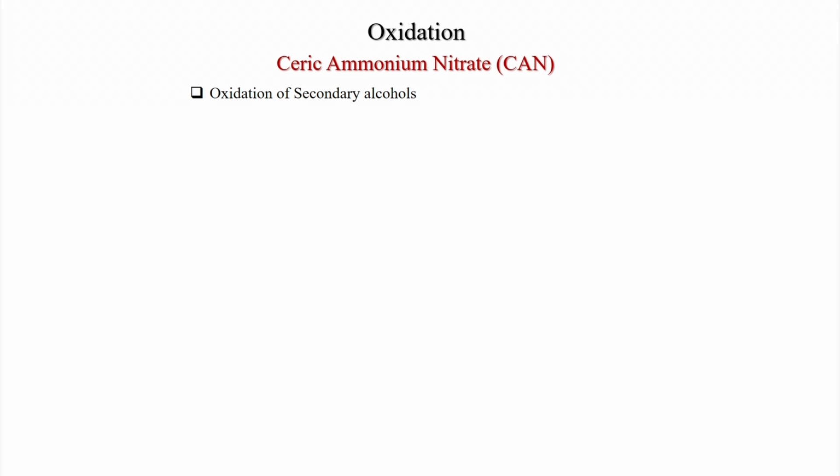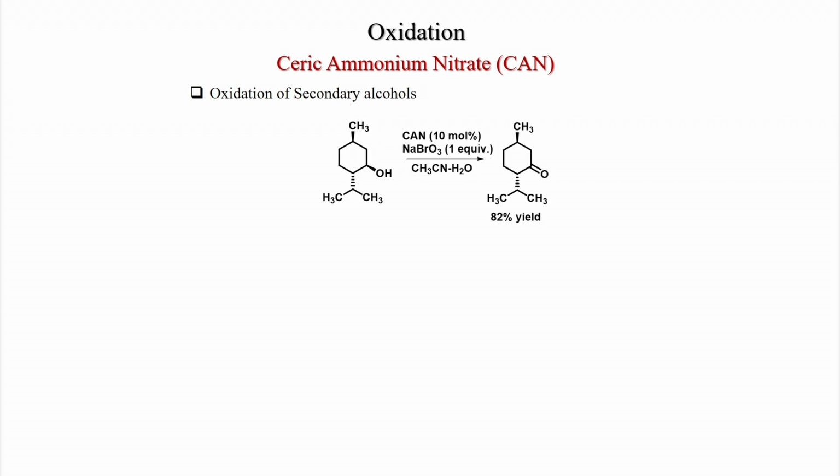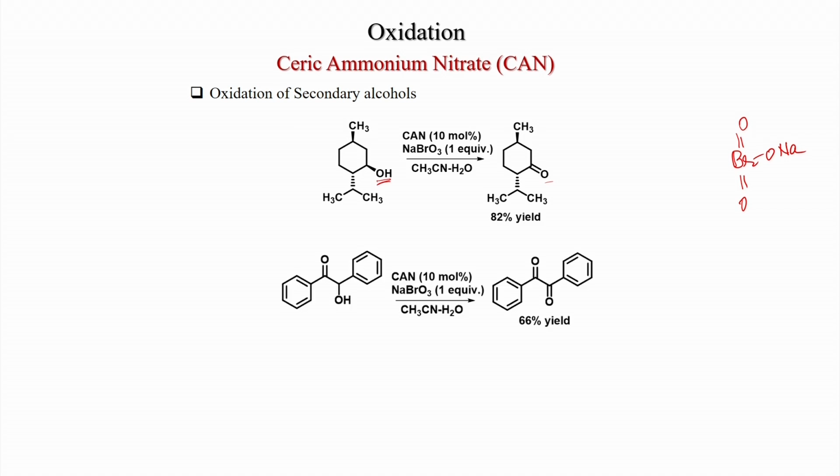So, ceric ammonium nitrate has been used in many oxidation reactions. Mainly first we will discuss oxidation of secondary alcohols. So, here you can see the secondary alcohol is selectively oxidized to the carbonyl compound with catalytic amount of ceric ammonium nitrate and another stoichiometric oxidant, sodium bromate. So, if you see the bromate structure, so this is sodium bromate, this is used as stoichiometric oxidant with catalytic amount of CAN, and these two chiral centers are undisturbed in this oxidation reaction.